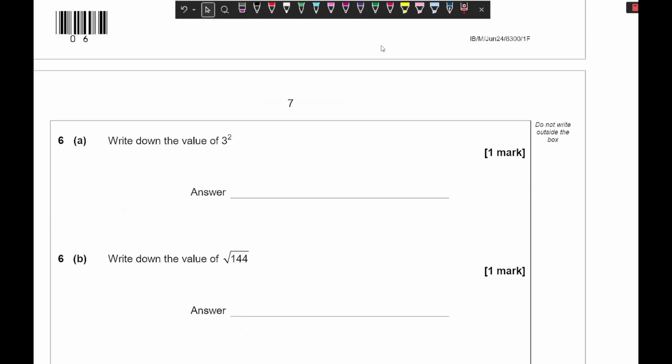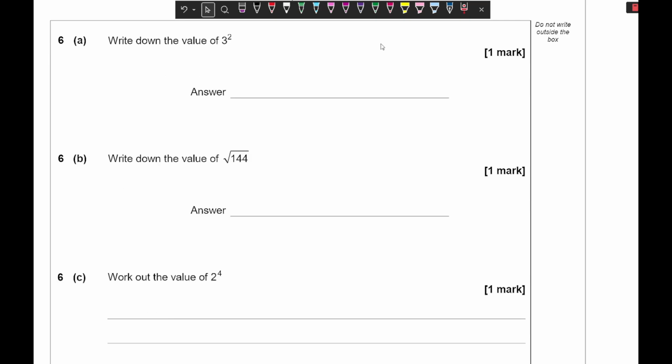Moving on to our next question, it says write down the value of 3 squared. Well, 3 squared is 3 times 3, and 3 times 3 gives me 9. Then it says write down the value of the square root of 144. So what number multiplied by itself gives us 144, and that's going to give me an answer of 12.